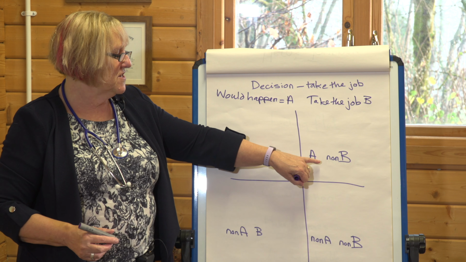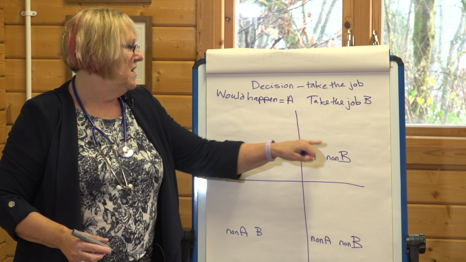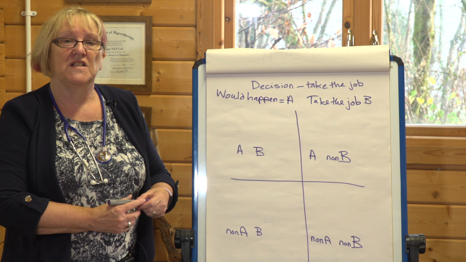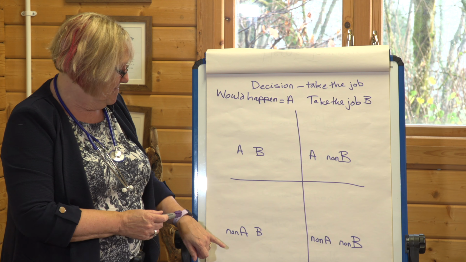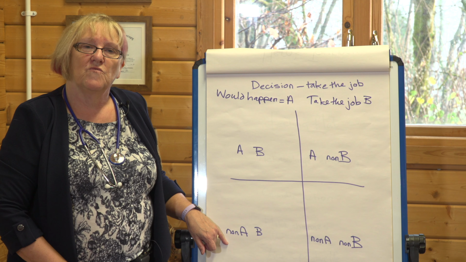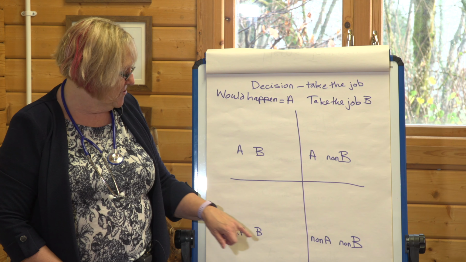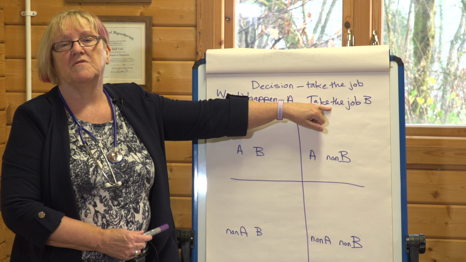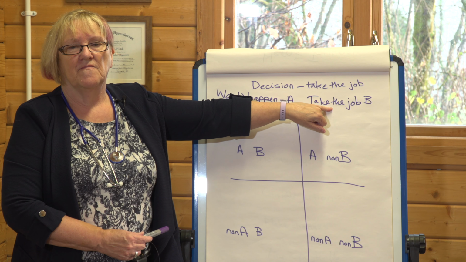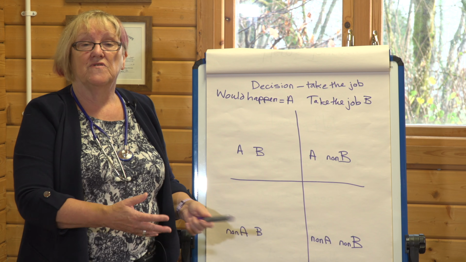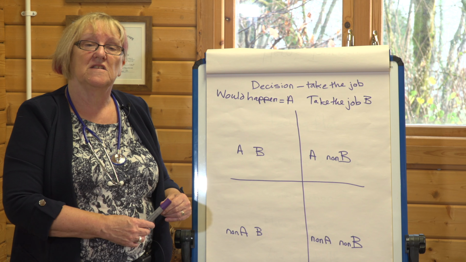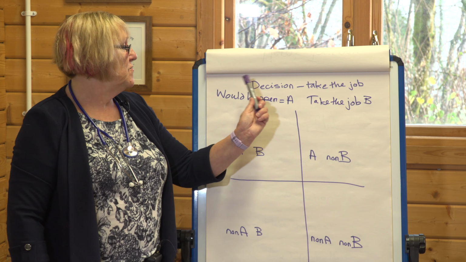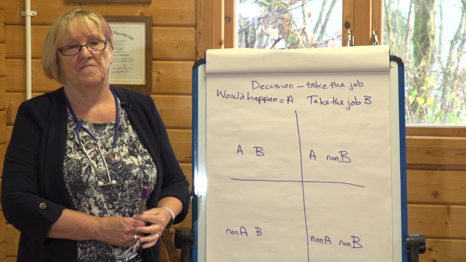Then we're going to go to the next quadrant, which is A, non-B. So what would happen if I didn't take the job? And then you can fully consider that. Then we come down to this quadrant, which is what wouldn't happen if I took the job. So non-A, what wouldn't happen if I took the job, B. So you can go through that then and think about what wouldn't happen if you didn't take the job. And then a really interesting one, which is non-A, non-B. So what wouldn't happen if I didn't take the job?